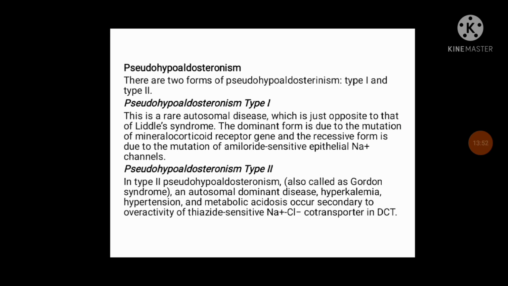Pseudohypoaldosteronism has two types. Type 1 is a rare autosomal disease which is just opposite to Liddle syndrome. This occurs because of mutation of the mineralocorticoid receptor gene, or mutation of amiloride sensitive epithelial sodium channels. Type 2 is also called Gordon syndrome, an autosomal dominant disease characterized by hyperkalemia, hypertension, and metabolic acidosis. It occurs secondary to overactivity of the thiazide sensitive sodium chloride transporter, which is there in the DCT.